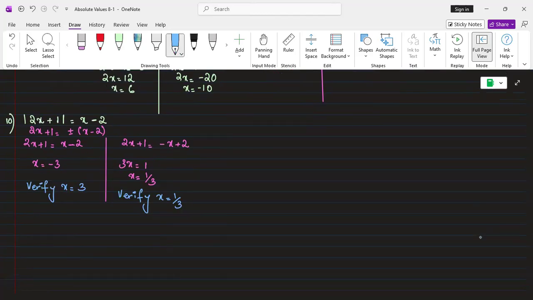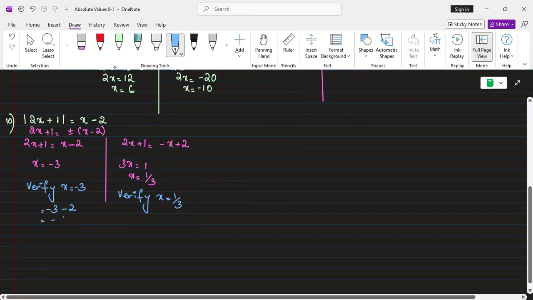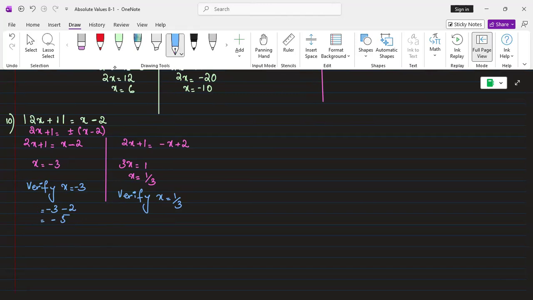So what you need to do is simply plug in this value on the right hand side of the equation and verify whether your answer is coming out to be a positive number or a negative value. Over here, if I place x is equal to minus 3 and this is minus 2, your final answer is minus 5. Now, you can never have a modulus which is going to give you a negative answer. So this is not a valid solution. I'm not going to consider this as my solution.